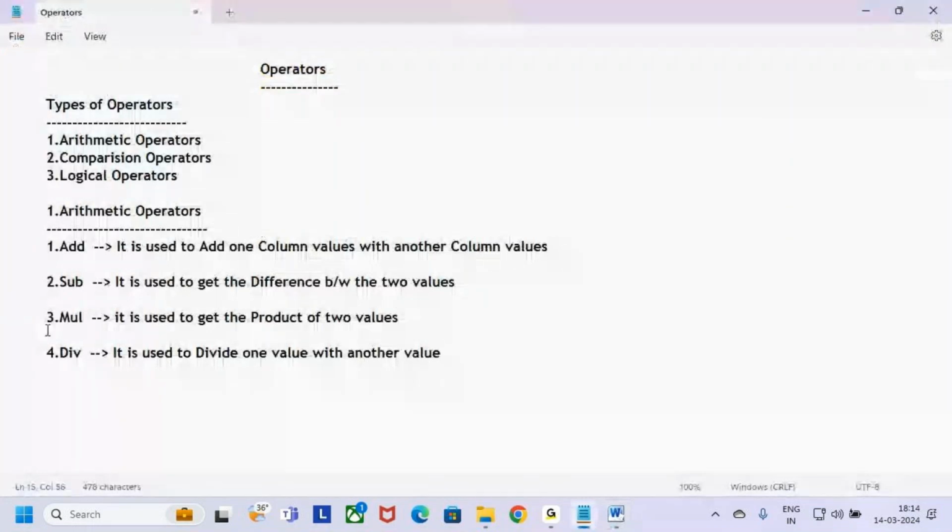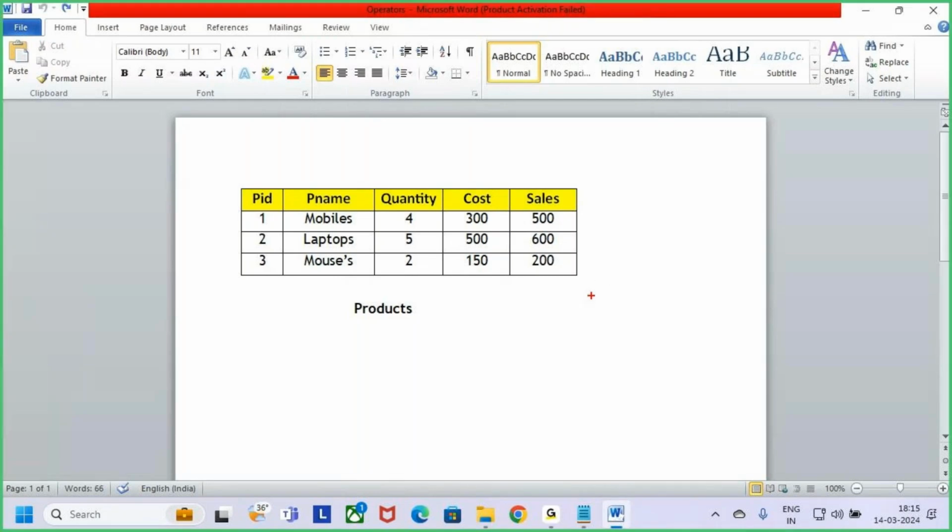And next, multiplication operator. Yes. Now when do we use multiplication and division? Let me go with the multiplication operator first. As I said, it is used to get the product of two values. Now try to understand my requirement here. What's the cost of each mobile? 300. How many mobile phones am I buying here? What is the quantity?